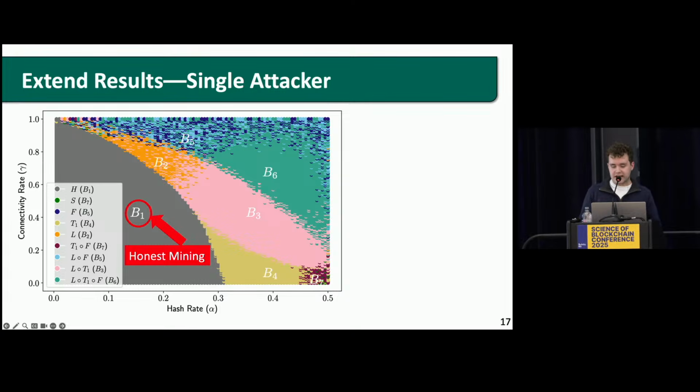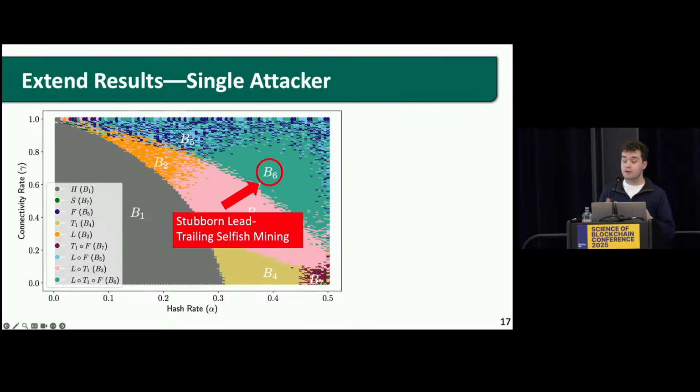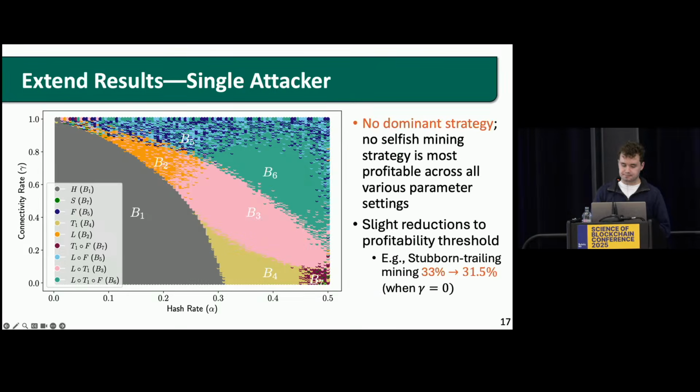And like the block reward setting, we find that honest mining remains dominant when a selfish miner has a low mining power. Whereas in orange, we see a region where a selfish mining strategy is dominant, specifically stubborn lead selfish mining, outperforming both honest mining and other selfish mining strategies. And finally, in teal, we see a region where a composable strategy, the stubborn lead trailing selfish mining, is now dominant. So from this, it's clear there's no single dominant strategy, and this aligns with what's been previously found in the block reward only setting. What strategy is best depends on where you are in the parameter space.